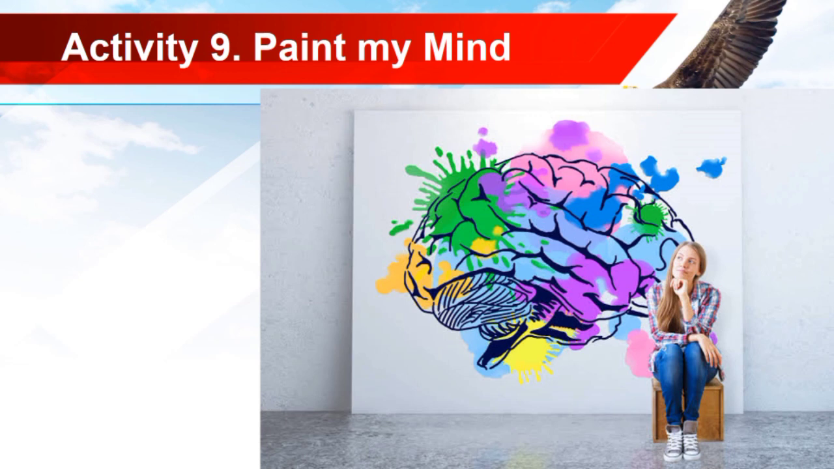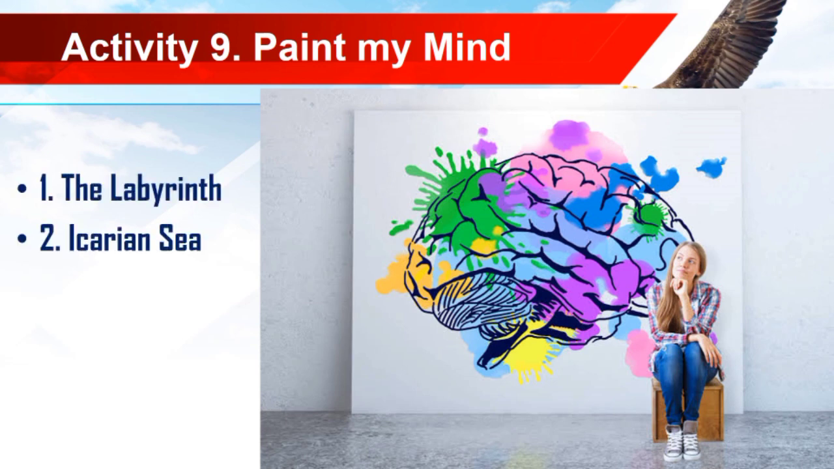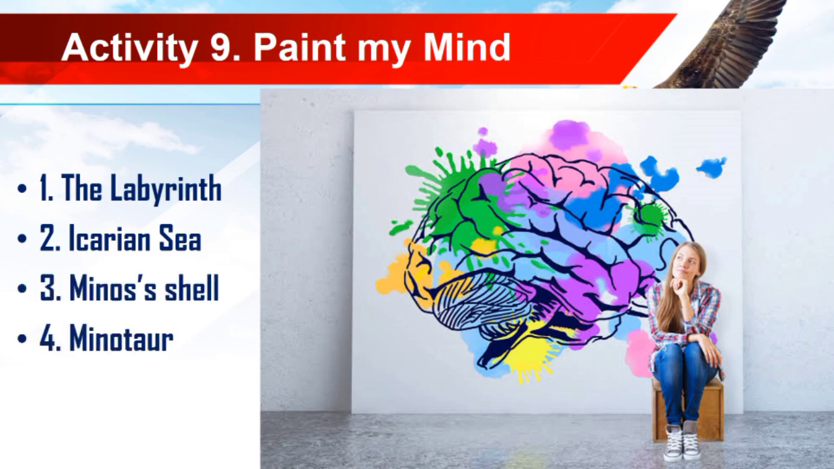These are the items. 1. The labyrinth. 2. The Icarian Sea. 3. Minos shell. 4. Minotaur. 5. Icarus wings. Kindly use short size bond paper as you draw or illustrate the image. Be creative. You can also add color to your painting. Happy painting, everyone!